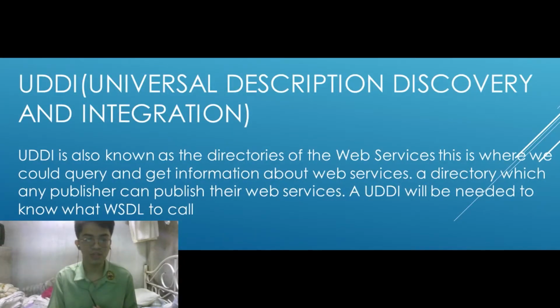So, next is UDDI, Universal Description, Discovery, and Integration. UDDI is also known as the directory of the web services. This is where we could query and get information about web services. A directory which any publisher can publish their web services. A UDDI will be needed to know what WSDL to call.